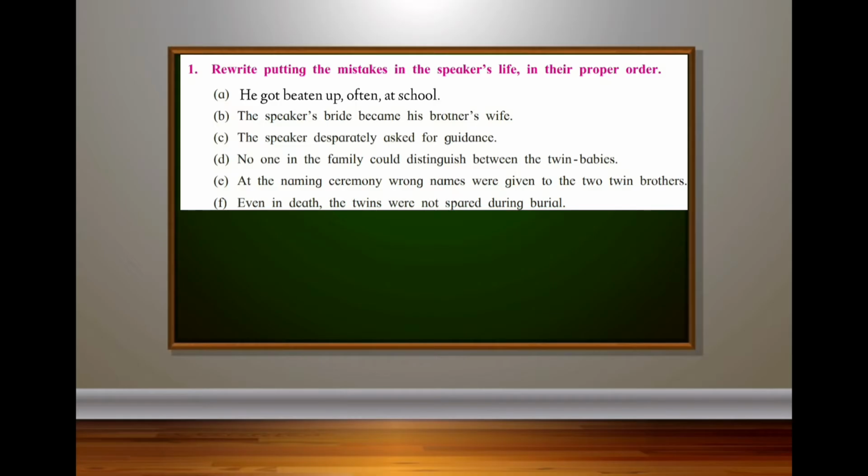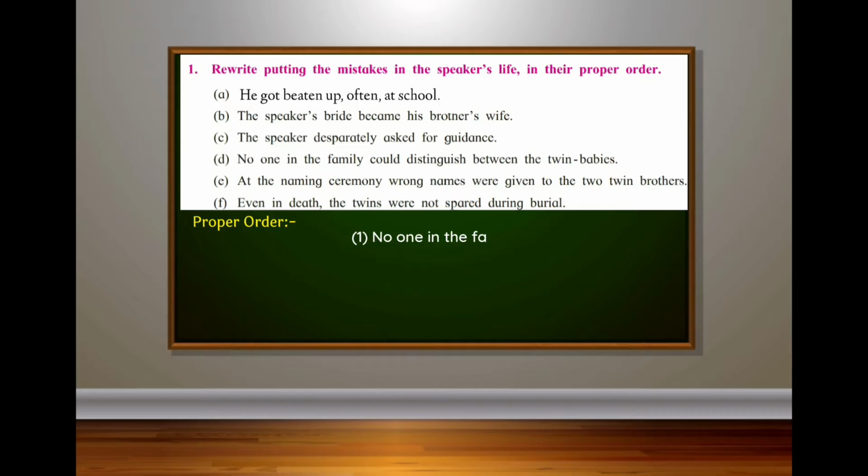A. He got beaten up often at school. B. The speaker's bride became his brother's wife. C. The speaker desperately asked for guidance. D. No one in the family could distinguish between the twin babies. E. At the naming ceremony, wrong names were given to the two twin brothers. F. Even in death, the twins were not spared during burial. Now, let's see the proper order.